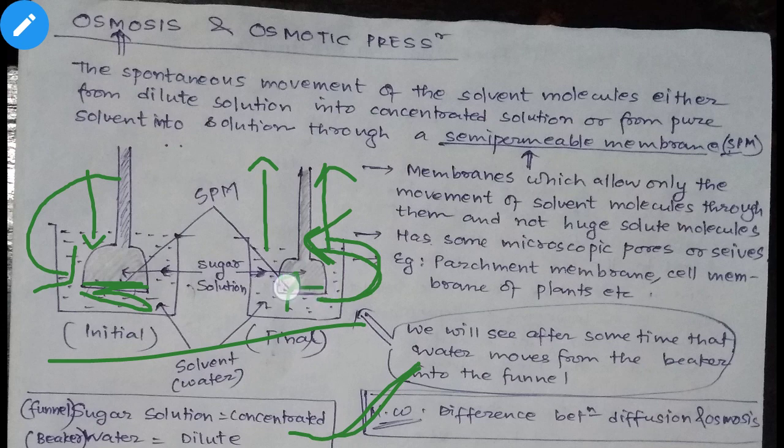So that means the semi permeable membrane is not allowing the sugar molecules to pass from the funnel to the beaker. That is what I told you: these membranes do not allow the huge solute molecules to pass through; rather, they allow only the solvent molecules and the tiny solute molecules. Some of the solute molecules pass, but not completely. So this was all about osmosis and the semi permeable membrane. I think this part is clear.